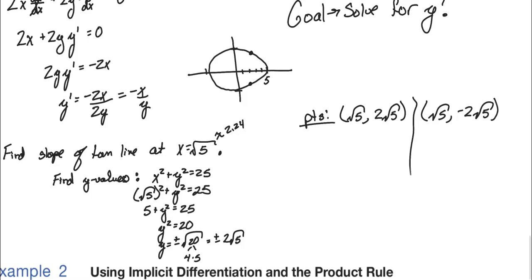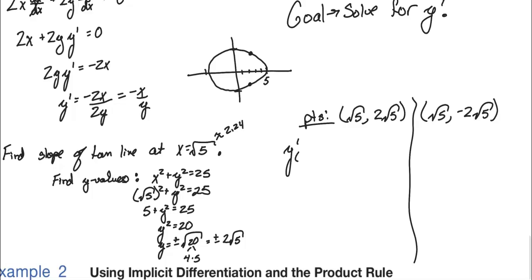So let's find the slope of those tangent lines. We know the slope's going to come from that derivative. So y prime, and I'm going to show I'm plugging this point in with a little subscript here with just that point in it. My derivative is negative x over y. You see how the square root of 5s are canceling, so my slope at this point would be negative 1/2.